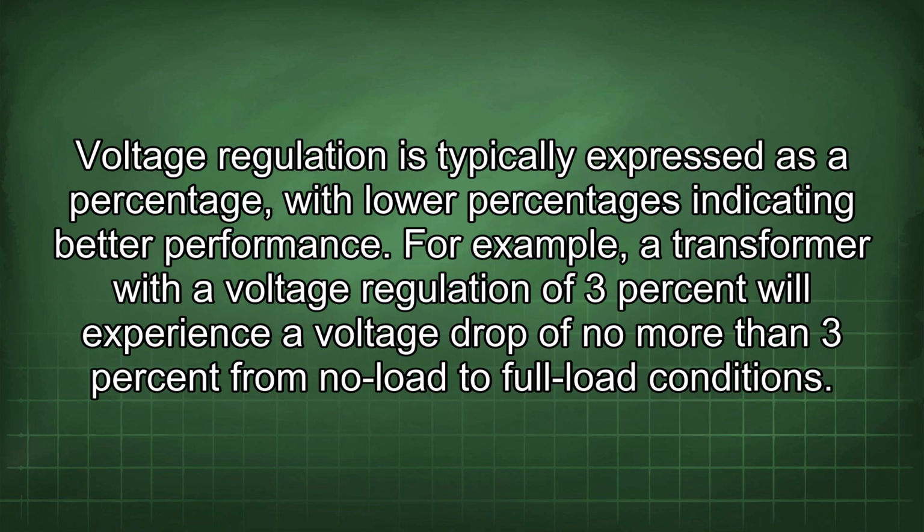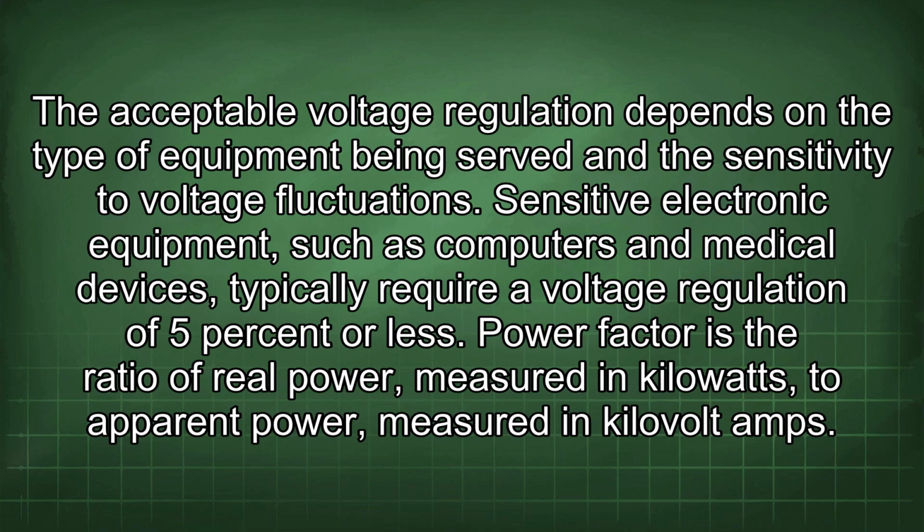Voltage regulation is typically expressed as a percentage, with lower percentages indicating better performance. For example, a transformer with a voltage regulation of 3% will experience a voltage drop of no more than 3% from no load to full load conditions. The acceptable voltage regulation depends on the type of equipment being served and the sensitivity to voltage fluctuations. Sensitive electronic equipment, such as computers and medical devices, typically require a voltage regulation of 5% or less.